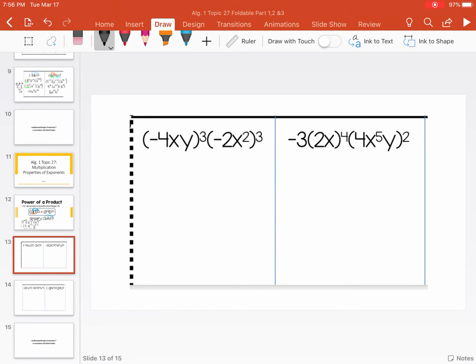So we should be opening up the bottom flap of your foldable. And our first example is negative 4xy all raised to the 3rd power times negative 2x squared raised to the 3rd power. So right off the bat, every variable that I see that doesn't have an exponent, I'm going to write a 1, just because it's a really helpful reminder for me. So now I'm going to distribute my outside exponent to every variable or coefficient inside. And honestly, I can do that for the 3 here.